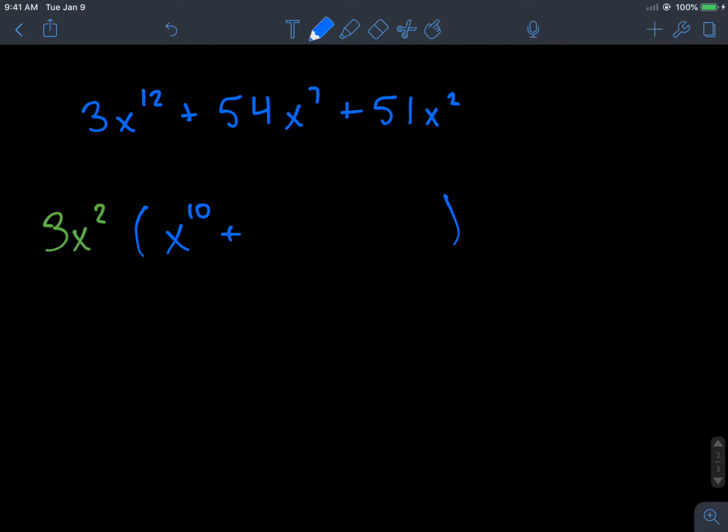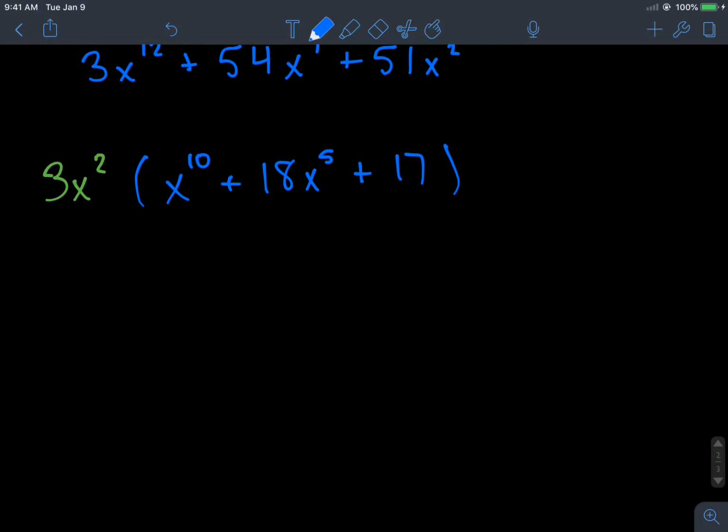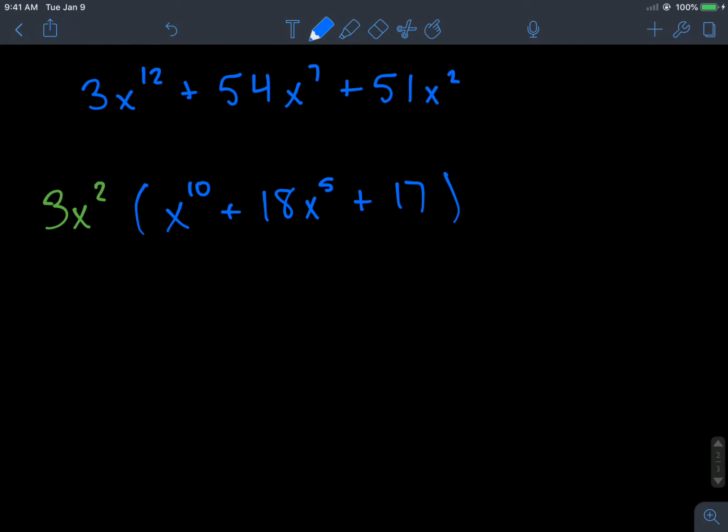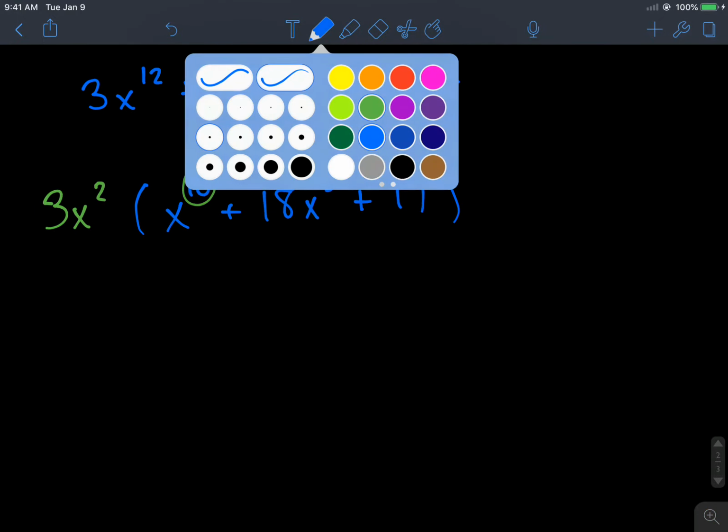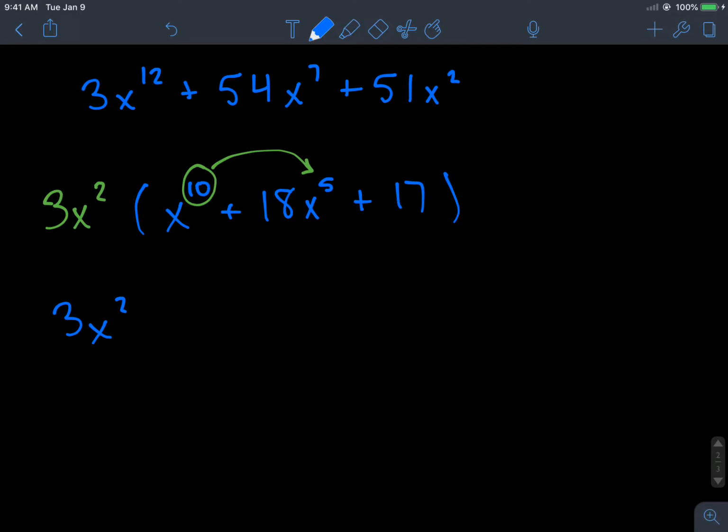54 divided by 3 is 18. And then if we take out x squared, that leaves us with x to the 5th. And 51 divided by 3 is 17. So x to the 10th plus 18, x to the 5th plus 17. Now this one fits the quadratic form, because again, we look for, is this one double that second one there? And it is. So we can factor it as if it were x squared plus 18x plus 17.